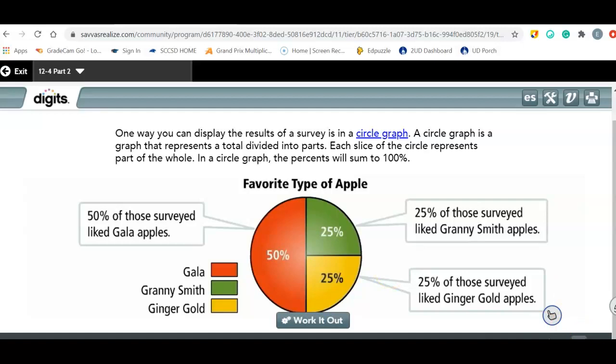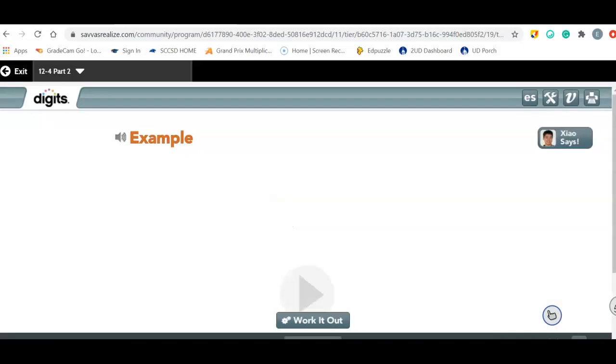So, we're going to look at some circle graphs here to go through some problems. All right, you can turn your guided notes over to the back now.